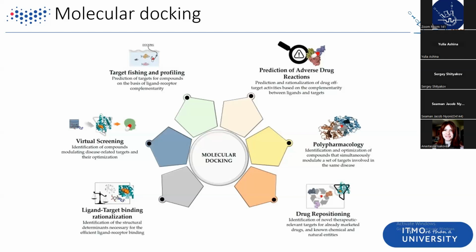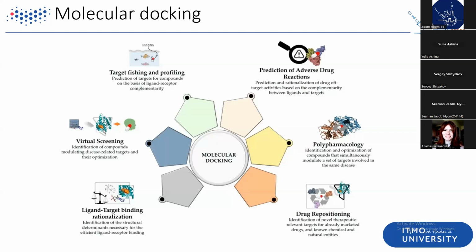You can also predict the adverse drug reaction. The adverse drug reaction meaning that you could analyze these proteins which are affected by the drug, like housekeeping proteins, and if they are affected, there might be an adverse effect and a negative and toxic effect on the cells. So molecular docking might be used in polypharmacology, identification and optimization of compounds that simultaneously modulate a set of targets involved in the same disease. So like the competition between all these compounds, and you can structure the substances to have an idea how they are competing for this particular receptor.